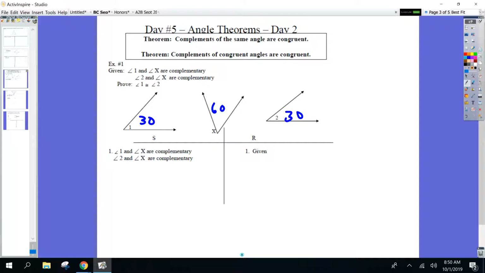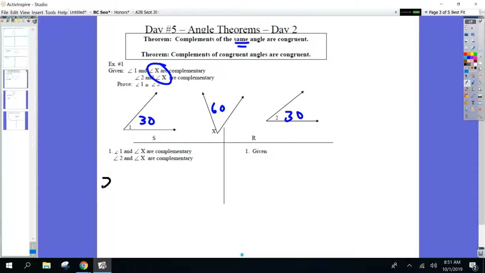So then are 1 and 2 complementary? No, that's why substitution doesn't work here. 1 and 2 are what, though? Congruent. And that's our first angle theorem, which says if you have 2 angles that are complementary to the same angle, those angles are congruent. Complements of the same angle are congruent. Okay, that's our first fact for today. Please don't fall in the trap and say they're complementary. Those 2 angles are congruent.